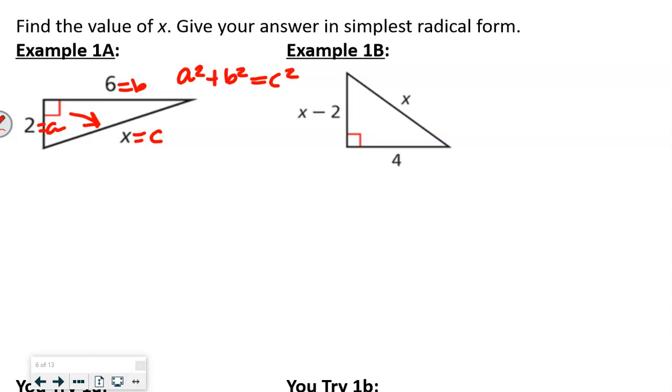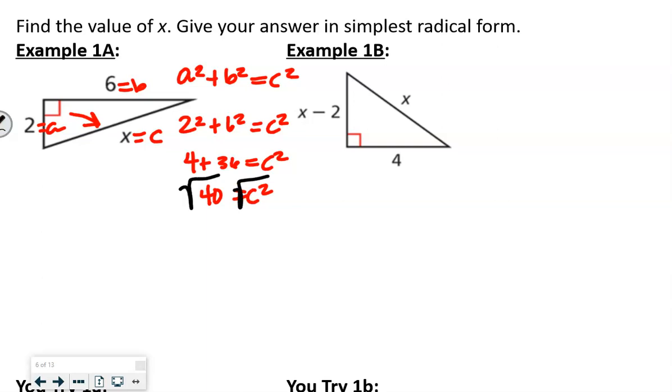So here we go again. 2 squared plus 6 squared equals C squared. That's 4 plus 36 equals C squared, so 40 equals C squared. Now to get C, we have to take the square root of both sides. What you should know is that we're never going to do the plus or minus like we were doing before, because side lengths always have to be positive. So C is equal to the square root of 40.